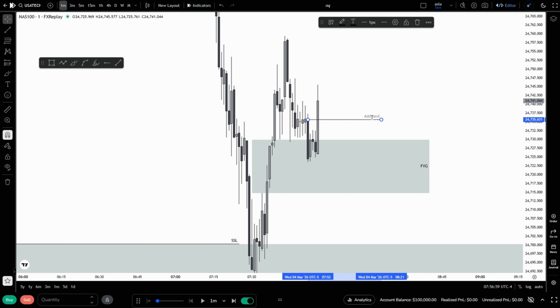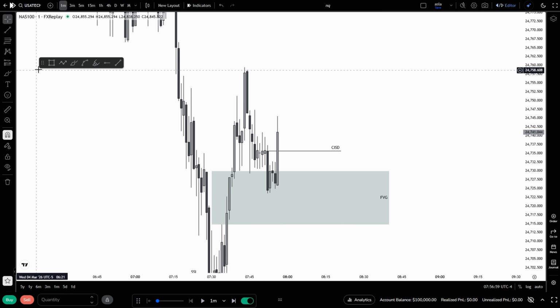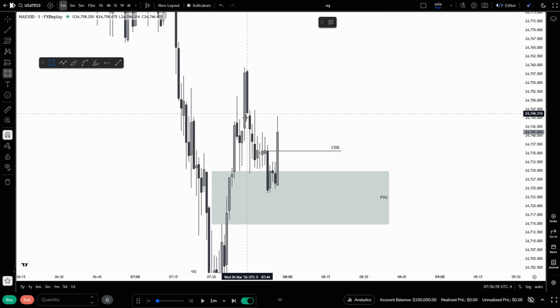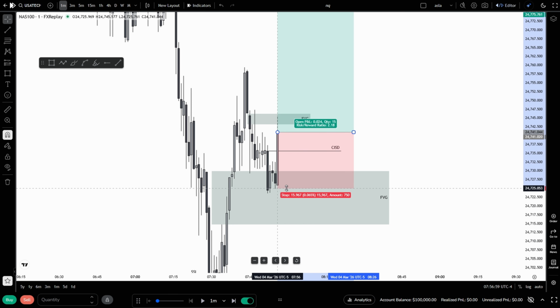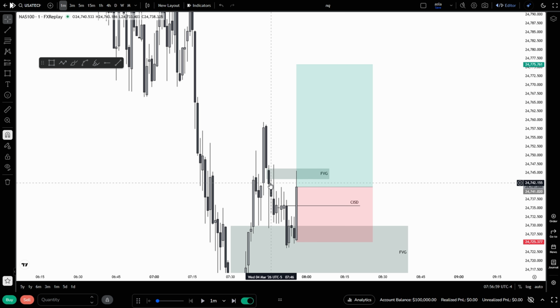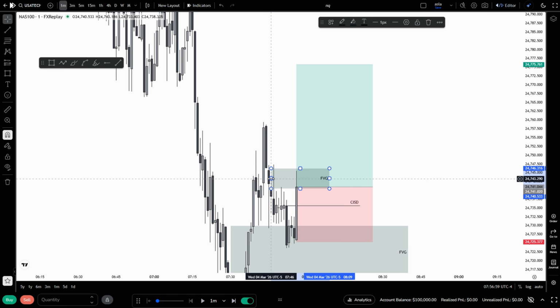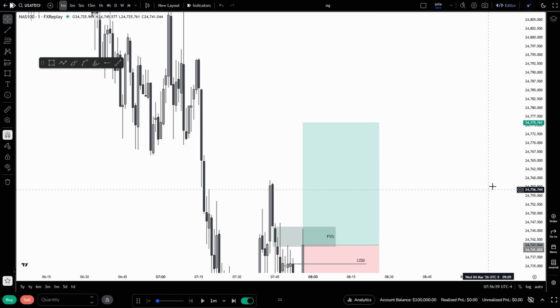On the 1 minute, you can see we get a clear change in state of delivery. Now at this point, you actually have two options. You can enter aggressively on that shift itself because everything is already aligned. Or if you want a more conservative entry, you can wait for price to form and then invert a fair value gap. And as you can see, price eventually does give you that inversion.